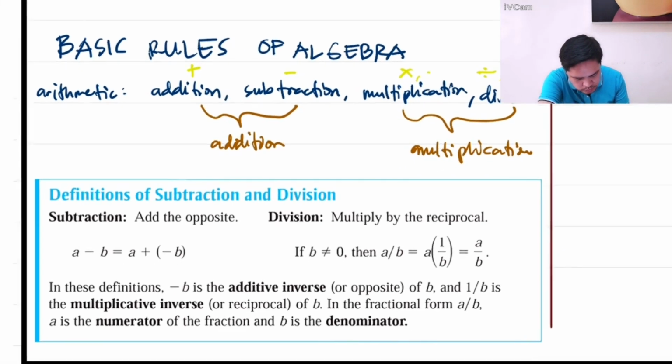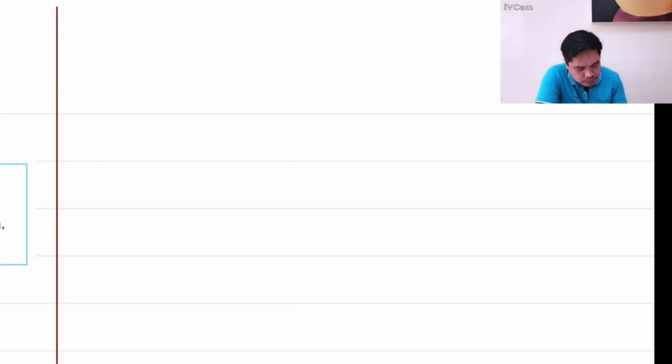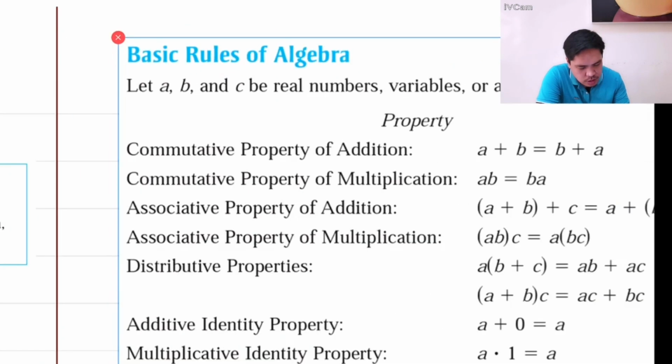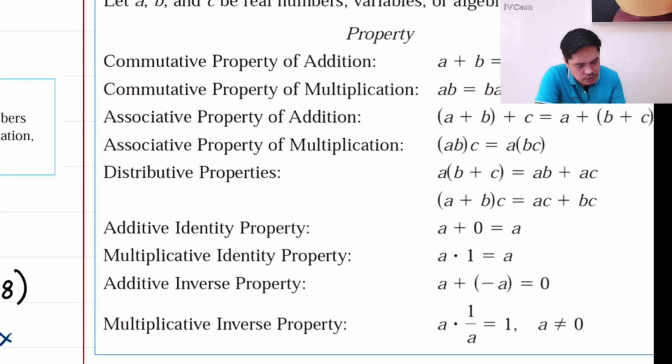In these definitions, negative B is the additive inverse or opposite of B, and 1 over B is the multiplicative inverse or reciprocal of B. But that's a mouthful, so let's just say opposite or negative of B, and reciprocal of B. A is the numerator of the fraction and B is the denominator. So, here are the basic rules of algebra.